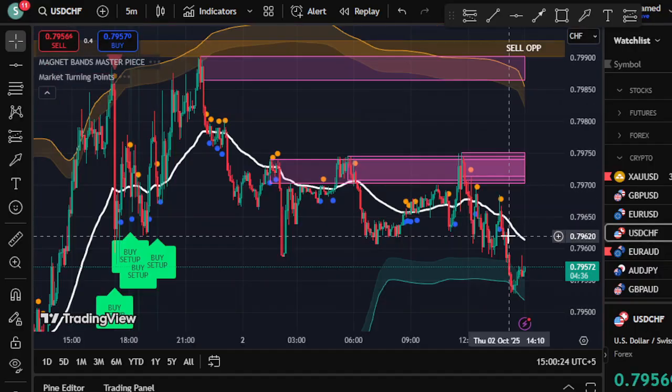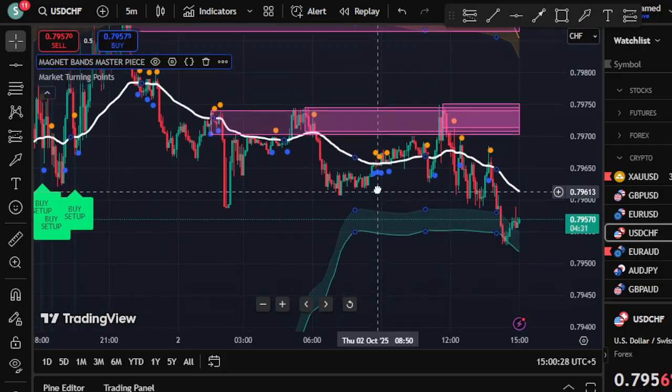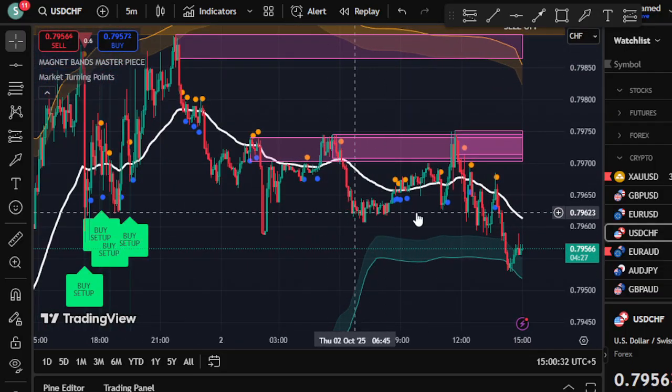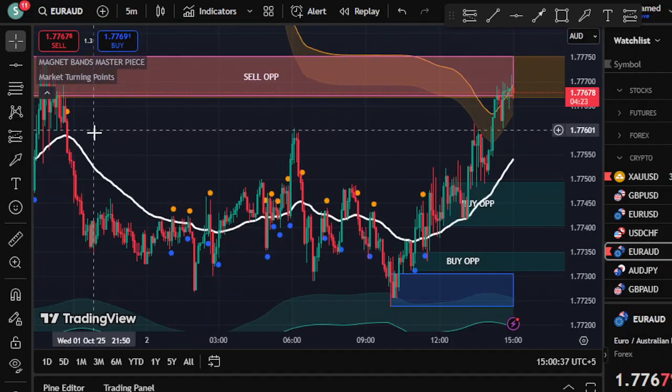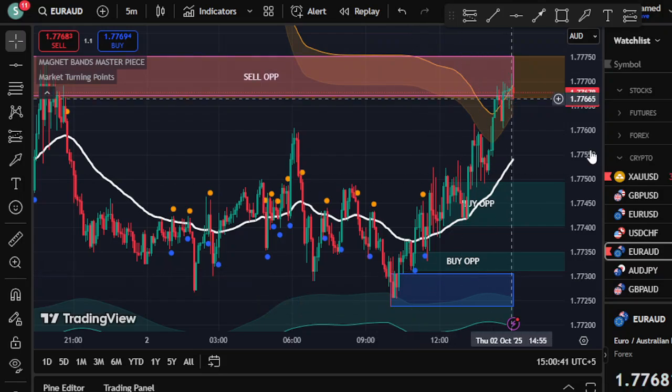The price is up. Now the second example: if you look here, we do not have a buying level, so we will ignore that trade. Let's look at another example, EUR/AUD. Price is under the moving average. You got two bullish opportunities. Just look at the price next.